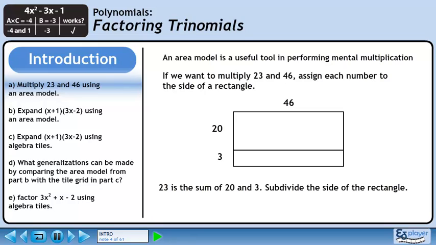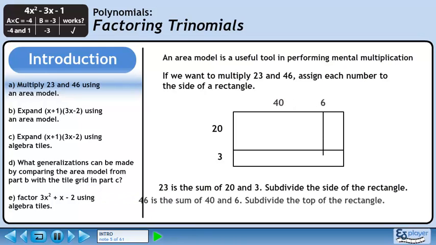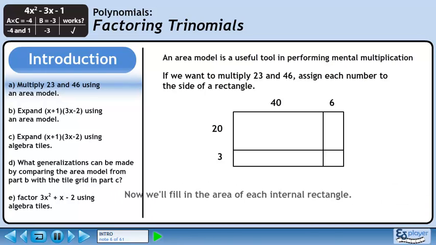23 is the sum of 20 and 3. Subdivide the side of the rectangle. 46 is the sum of 40 and 6. Subdivide the top of the rectangle. Now we'll fill in the area of each internal rectangle.